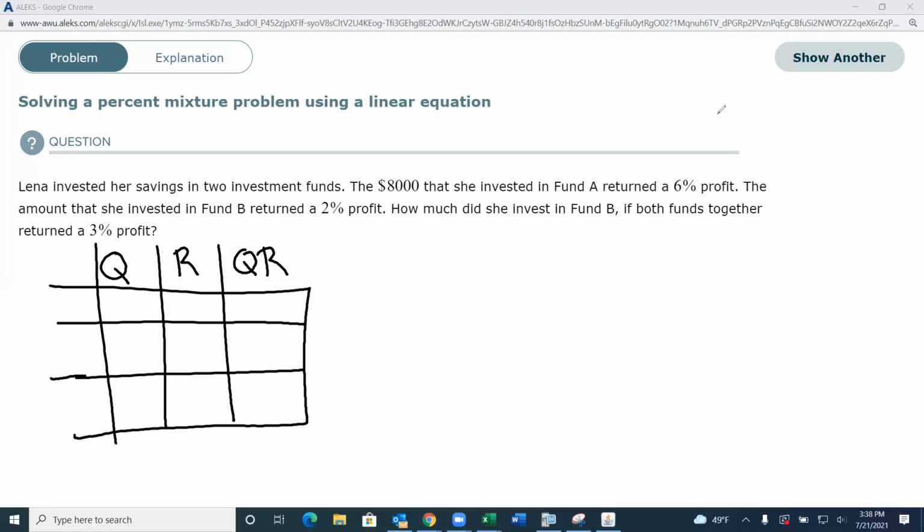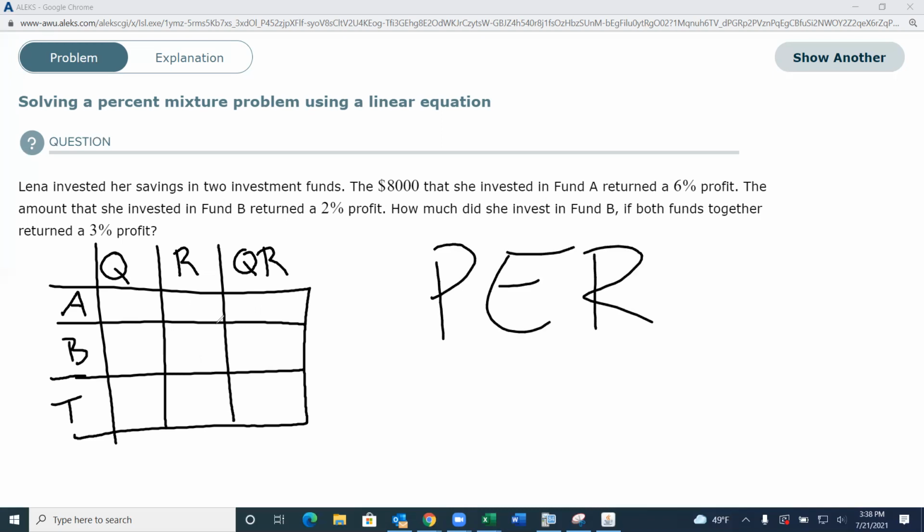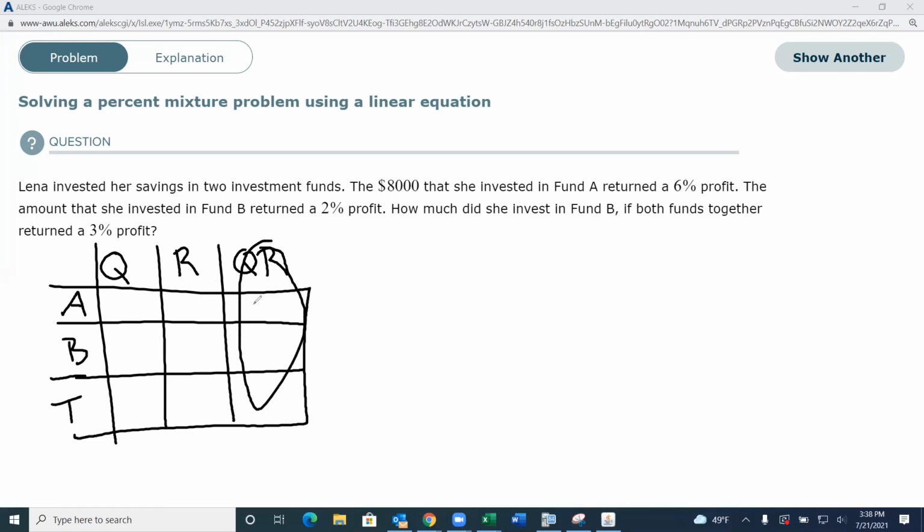Okay, so we have investment A, so all of this is investment A. Investment B is all that. And then the totals. The Q stands for quantity, so these are going to be quantities of things, and these are going to be rates. I'll tell you right now, anytime you hear the word per, like miles per hour, you're dealing with a rate. You're comparing two things. And then the third and final column is just those quantities multiplied by those rates.